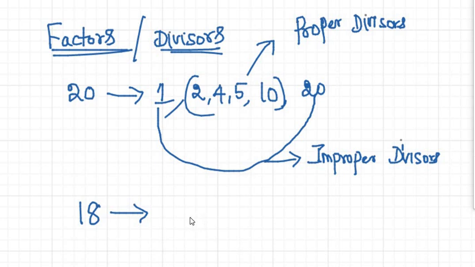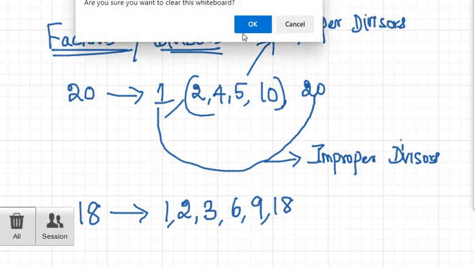What are the proper divisors of 18? Correct: 2, 3, 6, 9. They are proper divisors. If they ask what are the divisors of 18, then add 1 and 18. Okay. Now tell me, what are the divisors of 17?